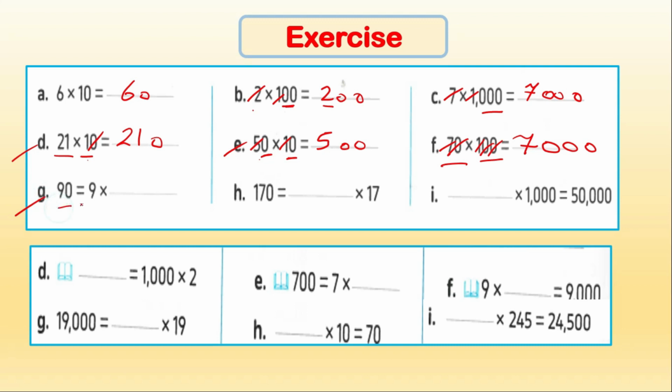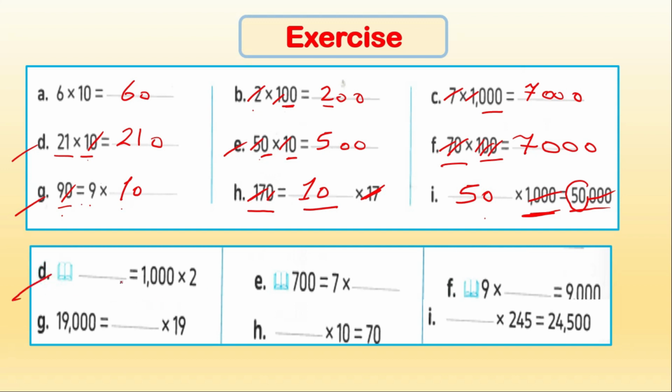G: 90 equals 9 times what? Here we have only one 0, so multiply times 10. 9 times 10 equals 90. H: 170 equals what times 17? Here 17 and 17, so 17 times 1 and drop 0. Next one: which number times 1000 gets 70,000? So cancel the 3 zeros, and the number is 70 times 1.